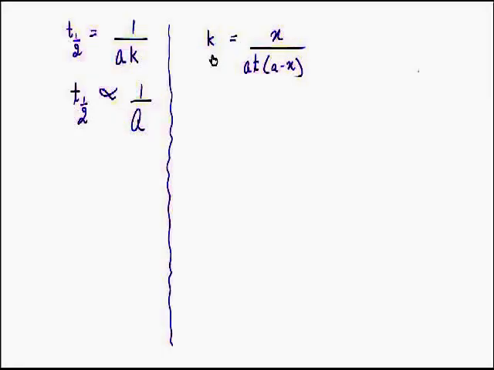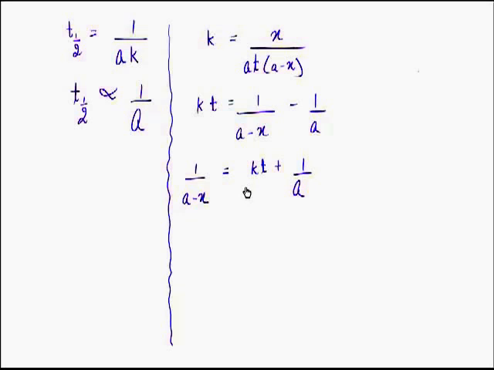Now if we again look at the integrated rate law expression that we just derived, we can simplify it and write it as kt is equal to 1 upon a minus x minus 1 upon a. So if I make 1 upon a minus x the subject of the formula, then we can represent it the way I have written out here.